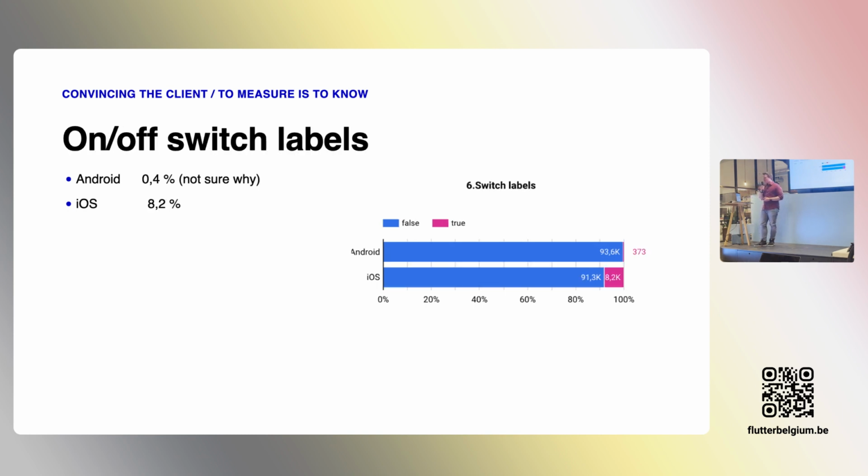On-off switch labels, something that is normally exclusive for iOS, but somehow we also have some Android users who managed to turn it on. I'm not sure what happened there. Maybe that's for some users who have both an iOS and an Android device, still trying to figure that out. But as for iOS users, a bit over 8%, which is actually quite a lot. If you don't know what on-off switch labels are, don't worry, I'm going to talk about it later in the talk.